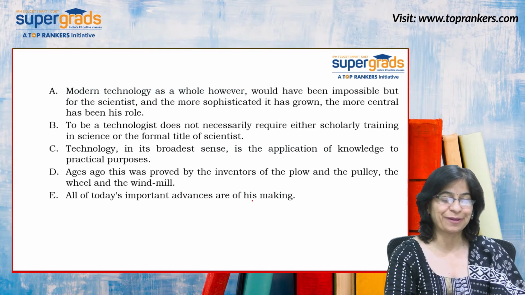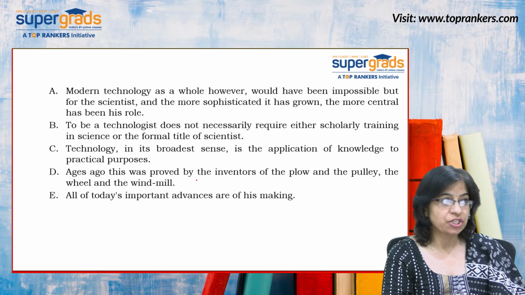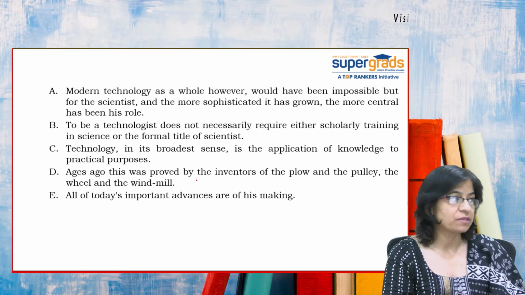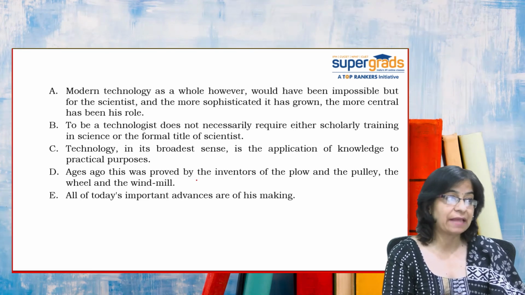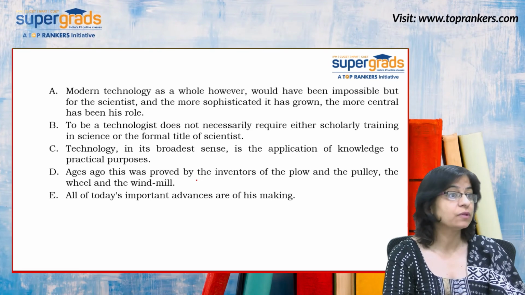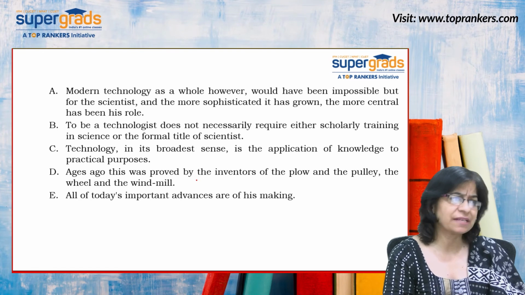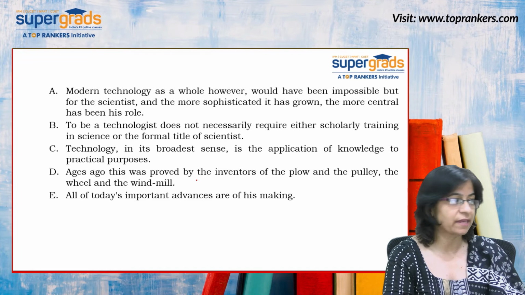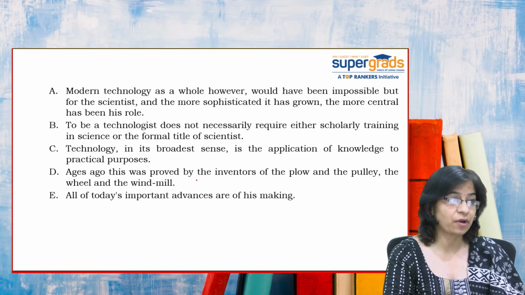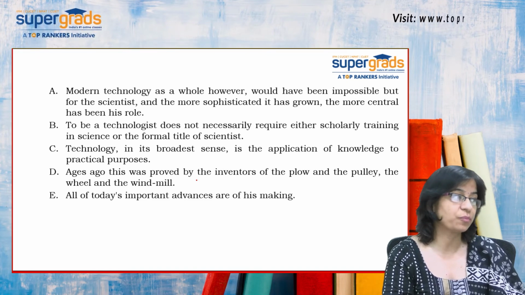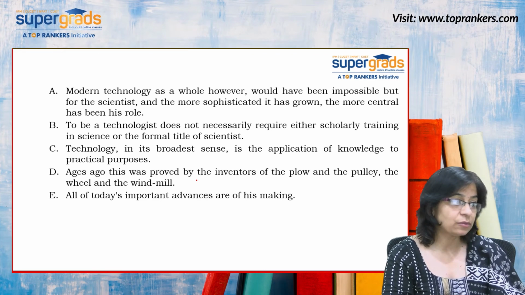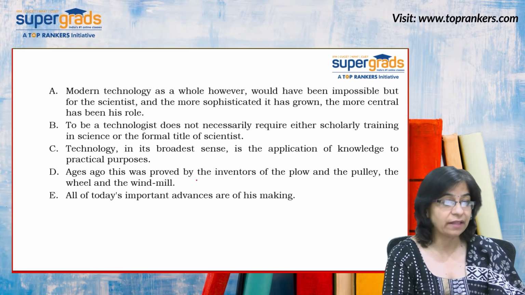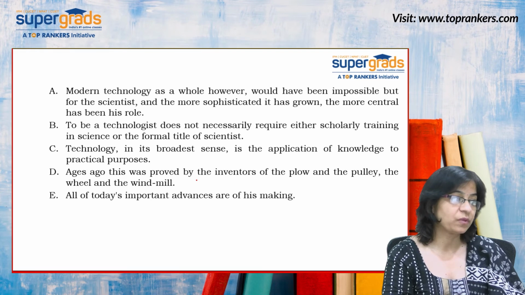All right, moving on. Modern technology as a whole, however, would have been impossible but for the scientist, and the more sophisticated it has grown, the more central has been his role. To be a technologist does not necessarily require either scholarly training in science or the formal title of scientist. Technology, in its broadest sense, is the application of knowledge to practical purposes. Ages ago, this was proved by inventors of the plow and the pulley and the wheel and the windmill. All of today's important advances are of his making.